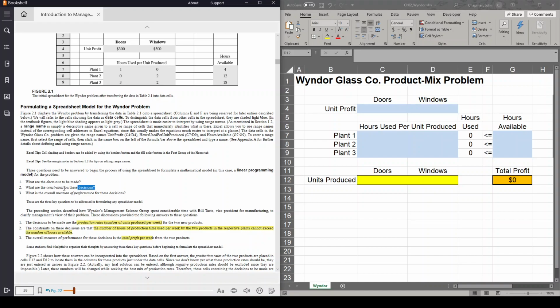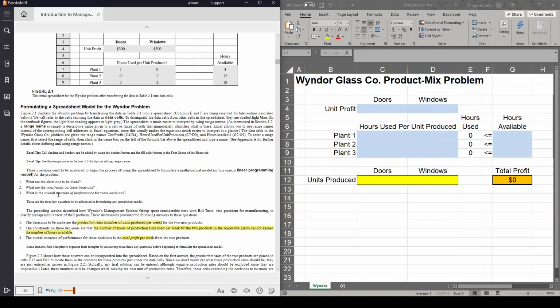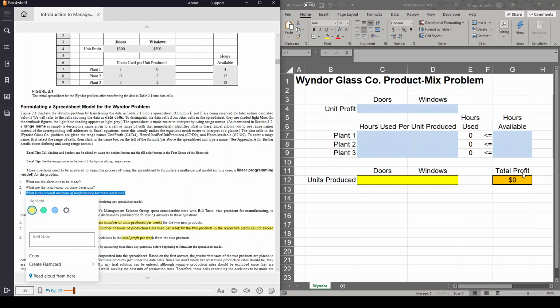What are the constraints on these decisions? The constraints are the number of hours that we need to produce these in these three plants. And we're going to put these constraints in the system, in this model, right here. And what is the overall measure of performance for these decisions? The overall measure of performance is going to be total profit. We want to maximize this number. What is the number of doors and windows we should produce to maximize our total profit?